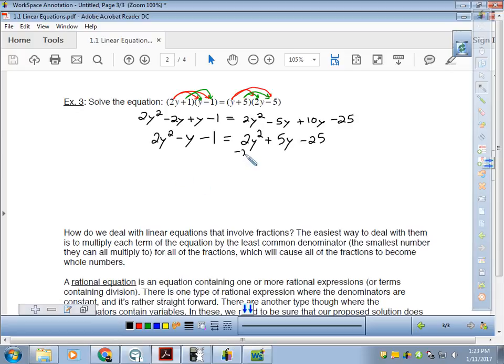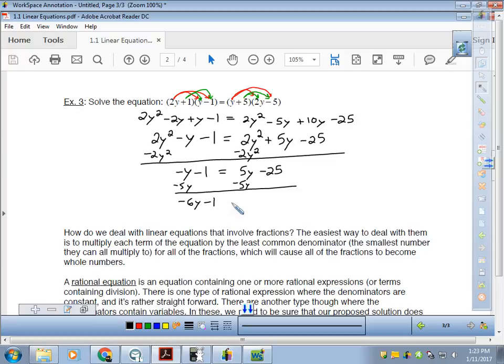The next thing I'm going to do is subtract 2y squared from both sides. 2y squared minus 2y squared, those will cancel out, and I'll have negative y minus 1 equals. Over here, 2y squared minus 2y squared, those will cancel out, and so I will have 5y minus 25. Then I want to get all my variables on one side, so I will subtract this 5y across. Negative y minus 5y gives me negative 6y. Minus 1 equals negative 25.